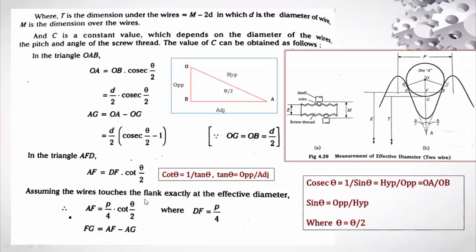So assuming the wire touches the flank exactly at the effective diameter, because it is the best size wire. So AF, in this equation now, for the DF value, here it is represented as P by 4. See where DF is in the main image here. DF is from this point to this point. Pitch means you can observe here P from the center of the crest of one thread to the center of the crest of the adjacent thread. This is one pitch. In that, what will be the value of DF? Whether it is P by 2, P by 4 or what? You can see over here, from here to here, it is one pitch.